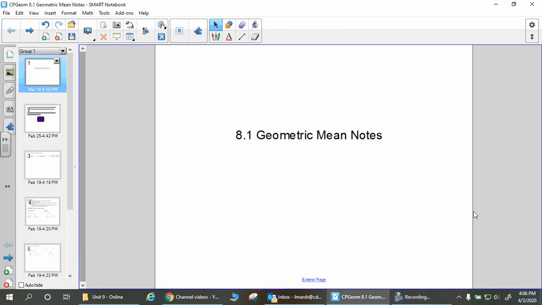Hey guys, so the main thing we're going to talk about today is what is known as geometric mean. It still uses a proportion, it still relates to similar triangles, but it sort of gives us a shortcut around actually finding the similar triangles in a picture.